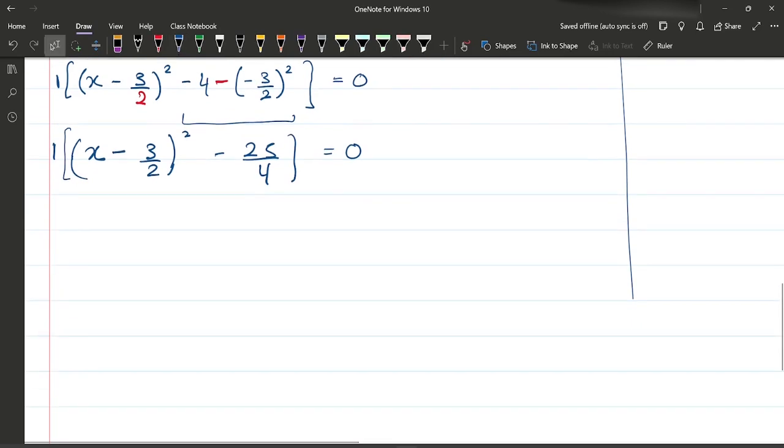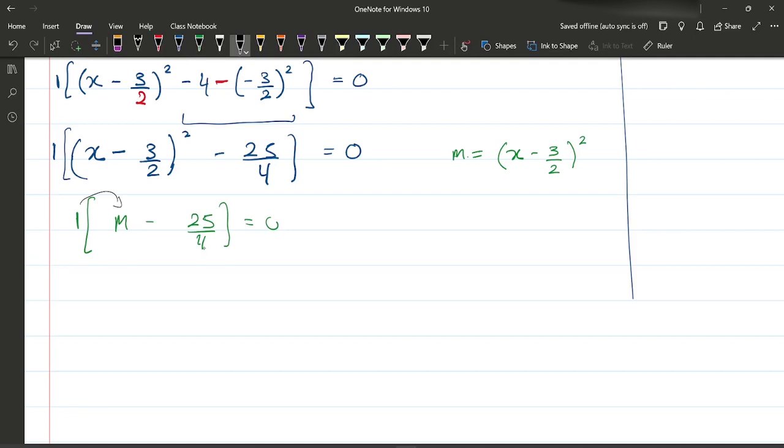Okay. Next, you multiply 1. So what you could do here is say, well, a can be, or I should use something else. Maybe m is equal to x minus 3 over 2 squared. So 1 m minus 25 over 4. So now you distribute the 1. Simple enough. 1 goes here, 1 goes there, and you get m minus 25 over 4 equals 0.